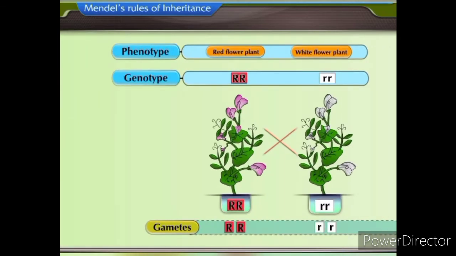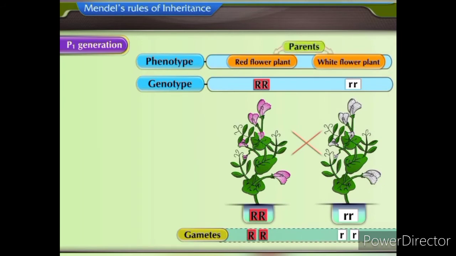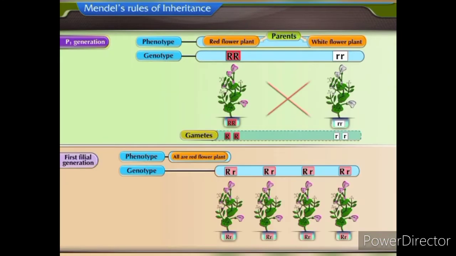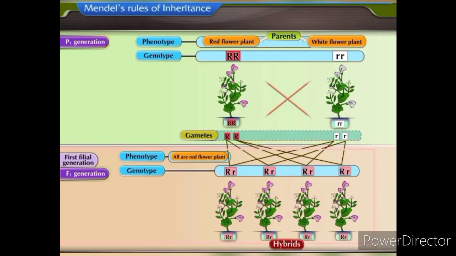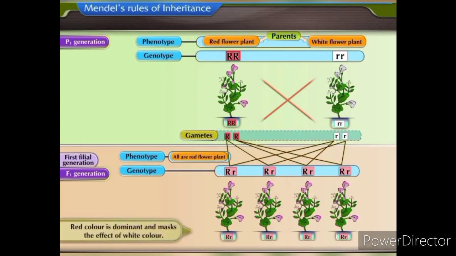The generation of offspring produced by the P1 generation of parents is called the first filial generation or F1 generation, and the new form of offspring resulting from a cross or breeding are called hybrids. Thus, phenotypically, when a white-flowered parent P1 plant is cross-pollinated with a red-flowered parent plant, the first filial generation F1 produces plants with red-colored flowers. Red coloration is dominant and masks the effect of white coloration.